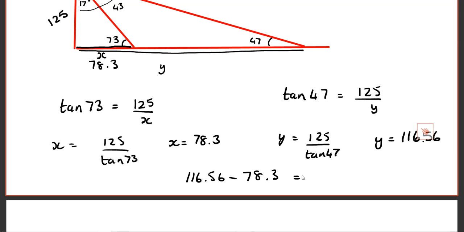Oh, okay. What was this? 38.2. Okay, that makes more sense. So 38.2. So now I'm doing 116 minus the 38.2, which gives me the 78.3 meters. Oh, okay, never mind. That is the same answer. Meters apart.